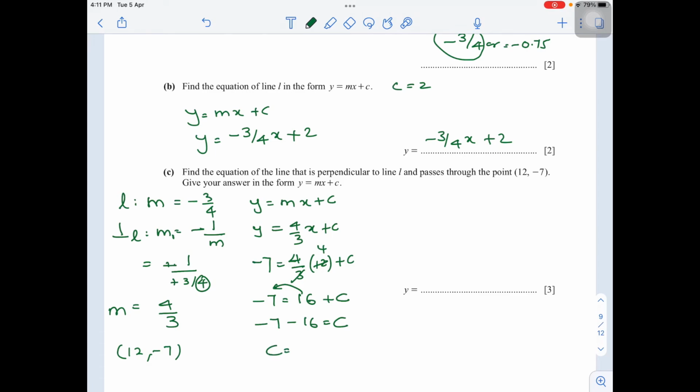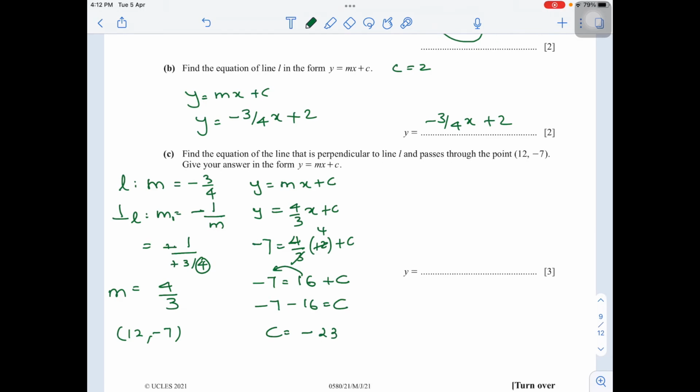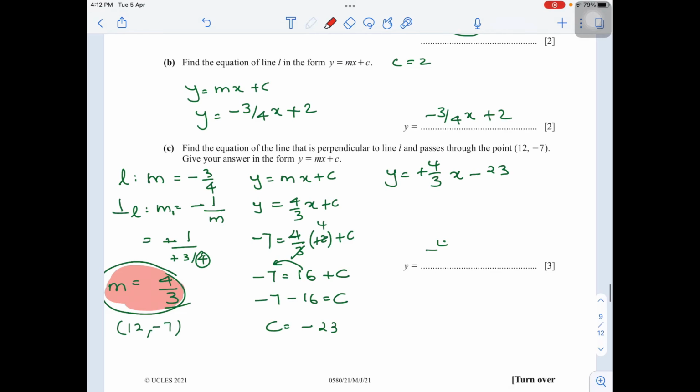C is negative 7 minus 16. So that's negative 23. So the answer is y equals negative 3 quarters x minus 23. Sorry, not 3 quarters, it was 4 over 3. Positive 4 over 3. My mistake, I'm sorry. So that's y equals positive 4 over 3 x minus 23.